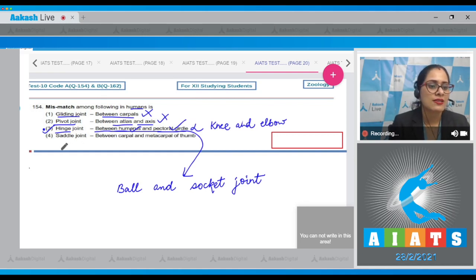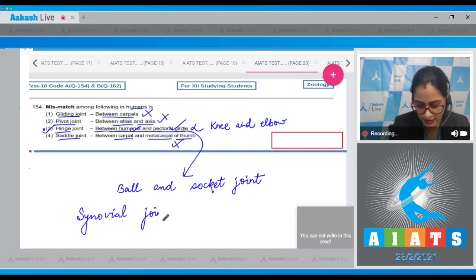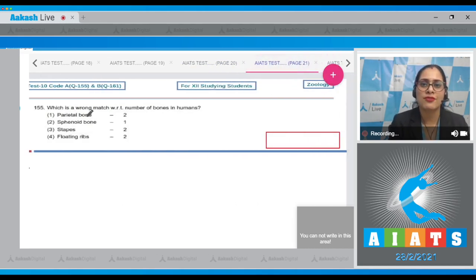The last match is saddle joint, which is present between carpal and metacarpal of thumb, is also a correct match, so cannot be a correct answer. All the joints given in this option are synovial joints. So the correct answer to this question is option number 3. Let's proceed to the next question, question number 155. Which is a wrong match with respect to number of bones in humans?